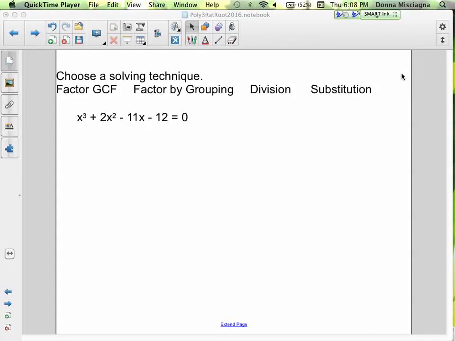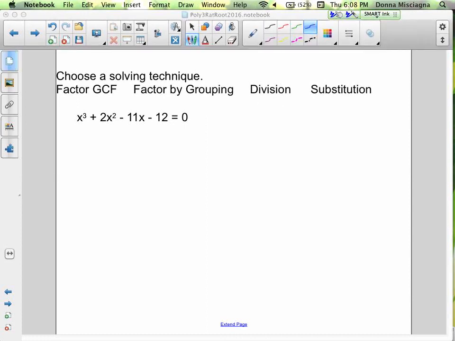If you said division, you were correct. We don't have a greatest common factor.